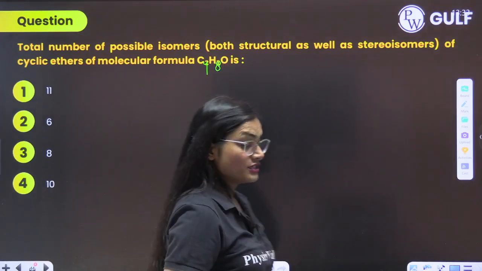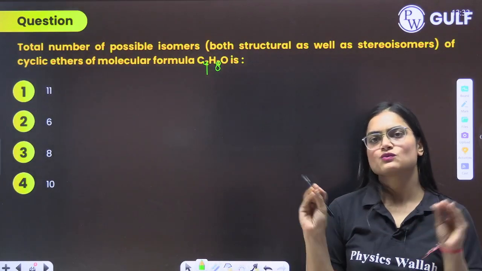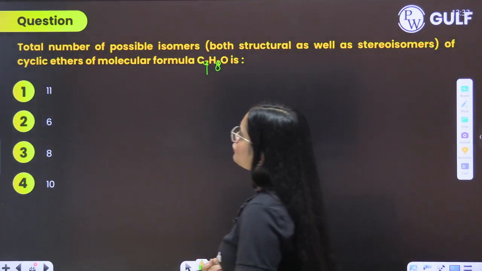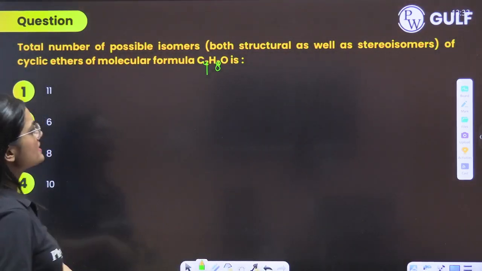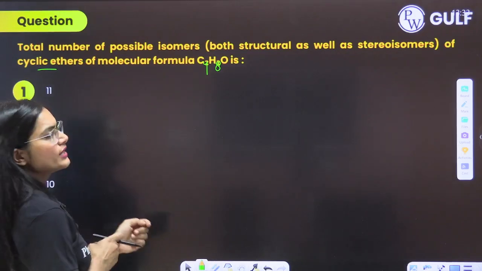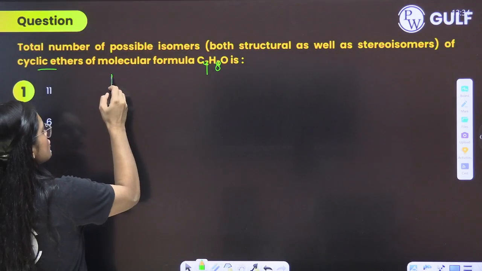Okay. This was a good question. I am saying, out of all the questions of chemistry, it is one of the most difficult questions. So, total number of possible isomers of cyclic ether of molecular formula C4H8O. First of all, let's find out degree of unsaturation over here.